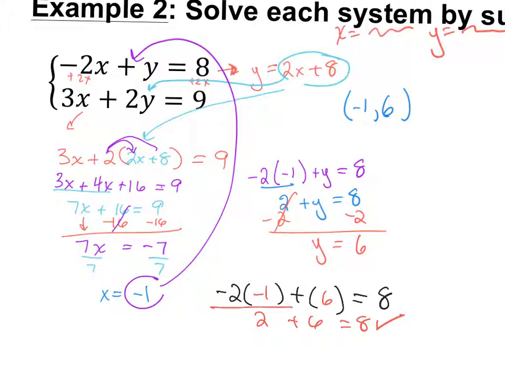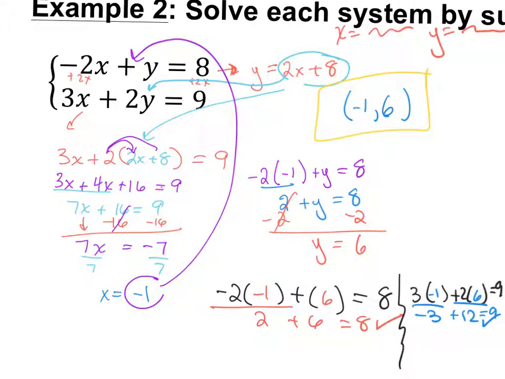Now we do it to the second equation. 3 times x plus 2 times y equals 9. Well, x is supposed to be negative 1 and y is supposed to be 6. 3 times negative 1 is negative 3. 2 times 6 is 12, and negative 3 plus 12 is equal to 9. So I know that the point satisfies both equations.